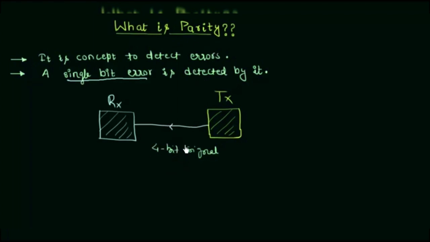So what is this parity? This parity is actually an extra bit. Let me write it down. It is an extra bit that we send with the bit stream. So we send a bit stream, which is this 4-bit signal, and also an extra bit, and this extra bit tells us the total number of ones.